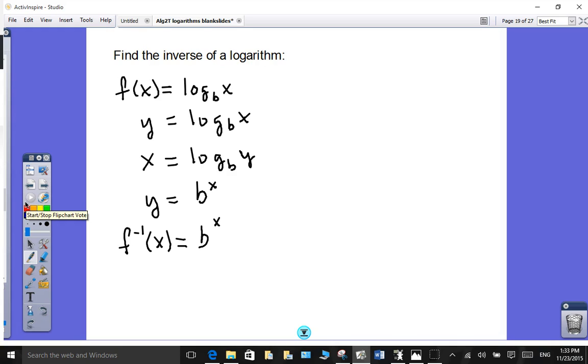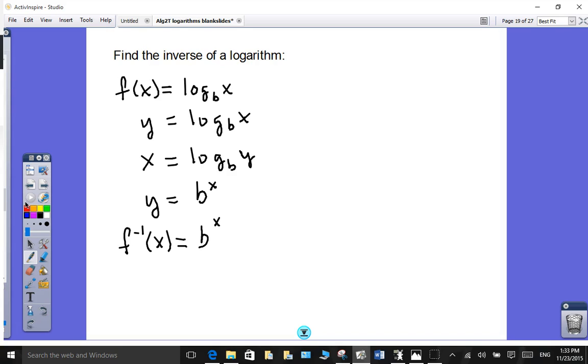So remember how we found the inverse of a function? Remember, if it started with f of x, we replaced the f of x with a y. We switched the x and the y, so now it's x, y. And then we solve for y, right? So if we get to this step here, x equals log base b of y, how are we going to solve for the y? It's inside the logarithm.